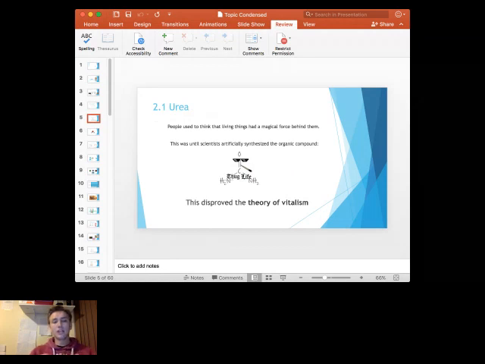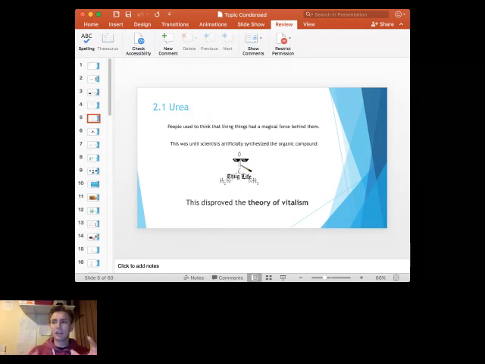So you just have to be able to recognize and draw these molecules. Okay, urea is another important compound, which you don't have to be able to draw. You just have to understand that people used to believe that all living things had this magical force to them, which meant that everything they were made of was somehow special or had this driving force behind it.